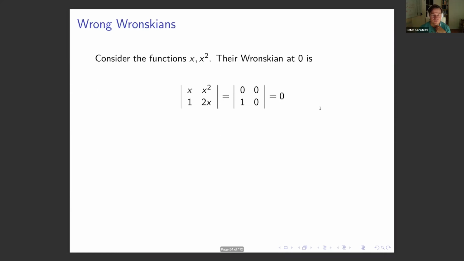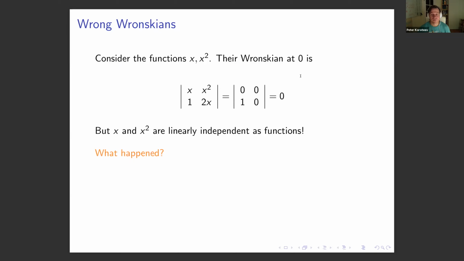Let's look at some Wronskians. Consider the functions x and x squared. The Wronskian at 0 is equal to 0. So the determinant of this matrix is equal to 0. Right, it's x, its derivative, x squared, its derivative. But x and x squared are linearly independent as functions. So what happened? How can you relate this to the previous statement that we just discussed?